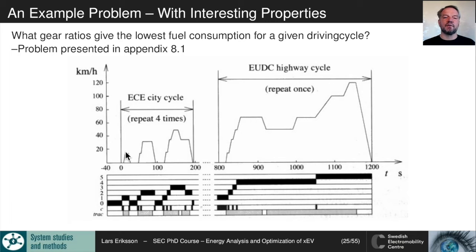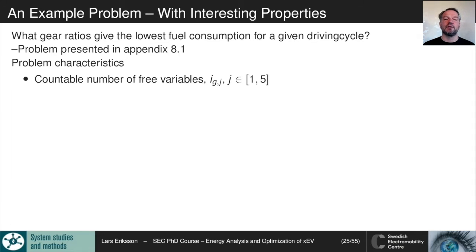We are looking at a vehicle that we are supposed to follow this drive cycle. We know that we need to have 5 gears: gear number 1, gear number 2, gear number 3, gear number 4, and gear number 5. So we know that we need all these 5 gears, but we have not specified what these gear ratios should be. So the gear ratios are free to optimize. So in this case, we will have 5 decision variables, and these 5 decision variables are the gear ratios for the different gears. In this case, we have a countable number of free variables. So there are 5 free variables that we're looking at.